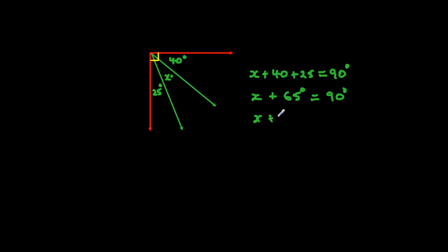And then if I subtract 65 degrees away from 90 degrees, like this, I end up with x, which is the one that I'm looking for, and 90 minus 65 is 25 degrees.